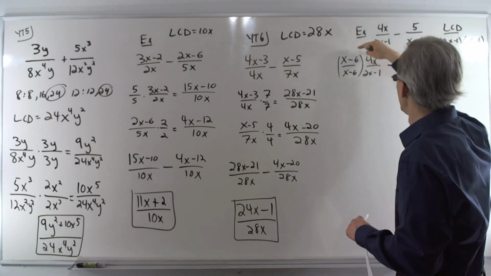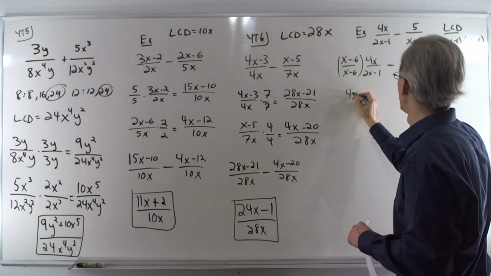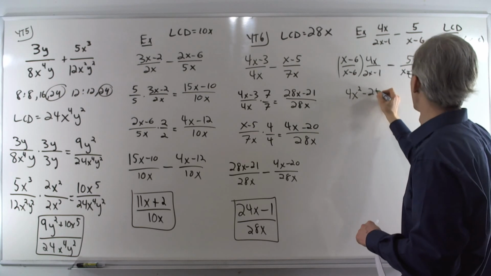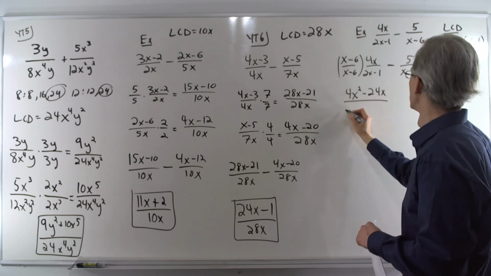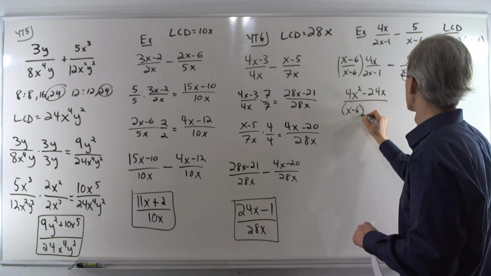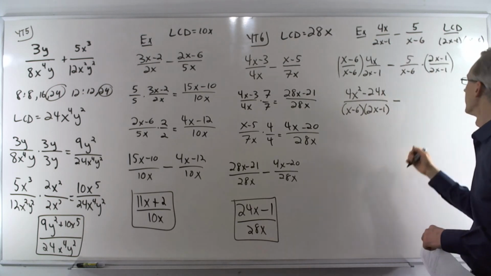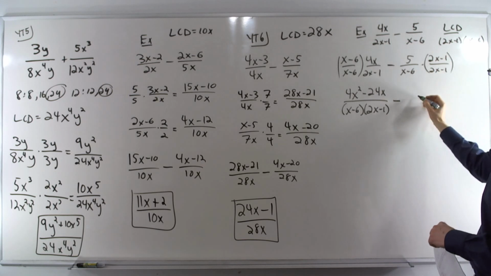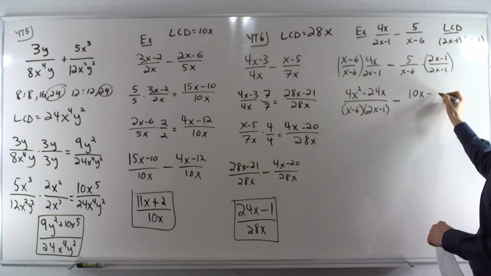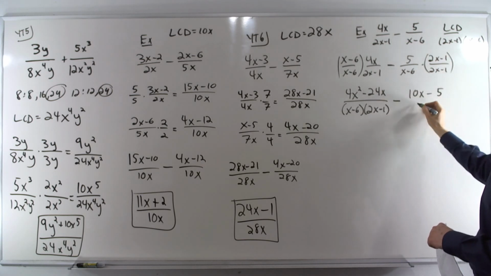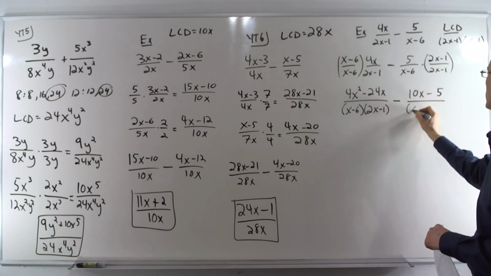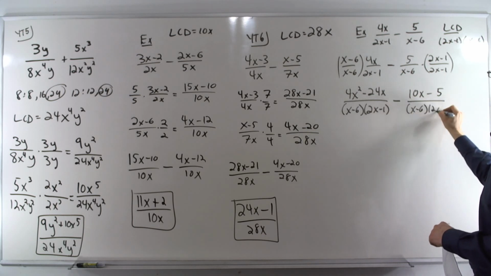All right, distributing in here, it gives us 4x squared minus 24x over x minus 6 times 2x minus 1. And then over here, distributing the 5 into the binomial, that's 10x minus 5 over x minus 6 times 2x minus 1.